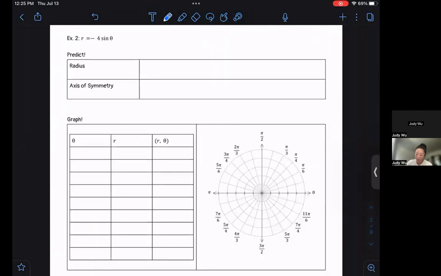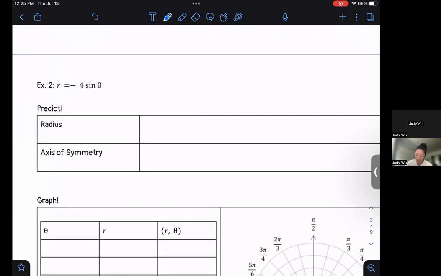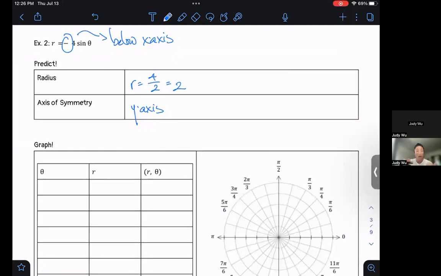r equals -4 sine theta. Okay, so I know the radius is going to be 4 over 2, which is 2. And the axis of symmetry is going to be symmetric about the y-axis. And this negative means it's going to be below the x-axis. Okay, so being able to look at the equation and see what patterns there are here, I think that's going to be really important. Now, again, I can go ahead and plot some points using the calculator to figure those out.